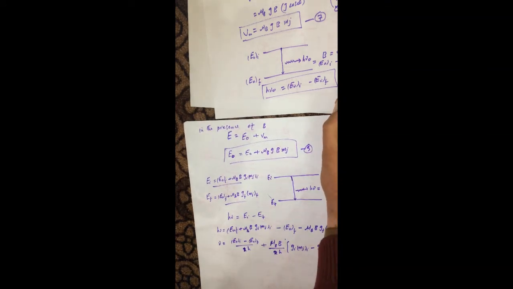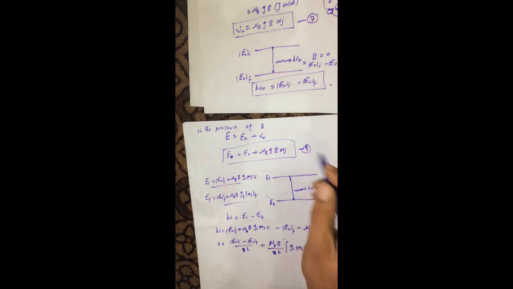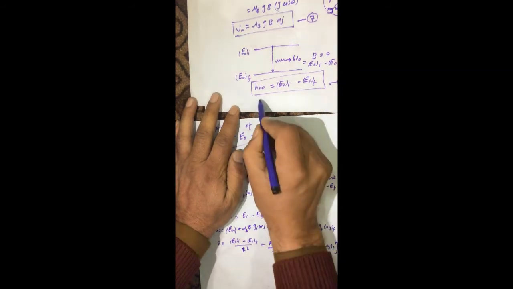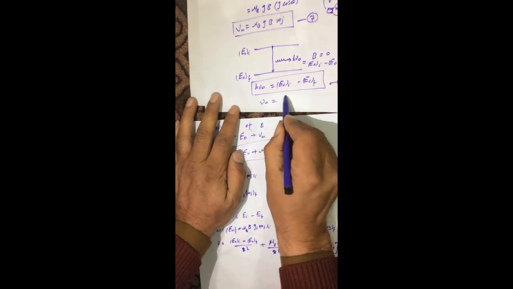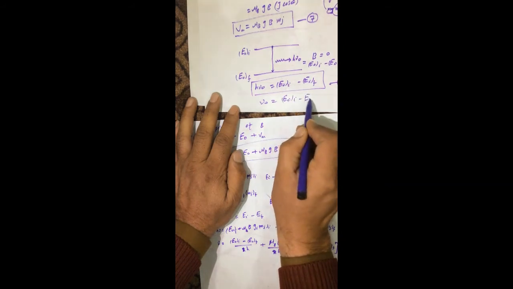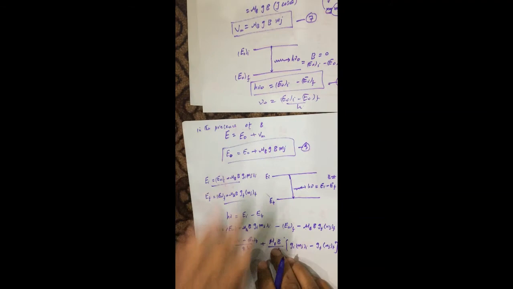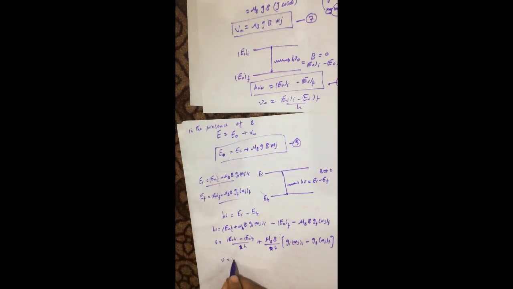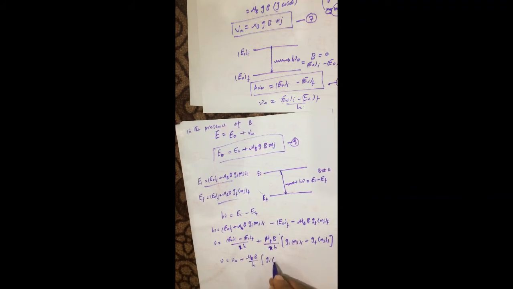Now using equation 8, which is nu naught is equal to E naught I minus E naught F over H, here we get nu is equal to nu naught plus mu B B over H, and we have gI MJI minus gF MJF.